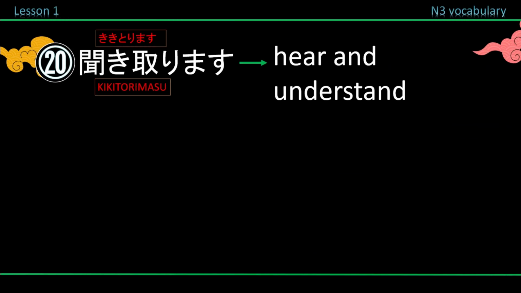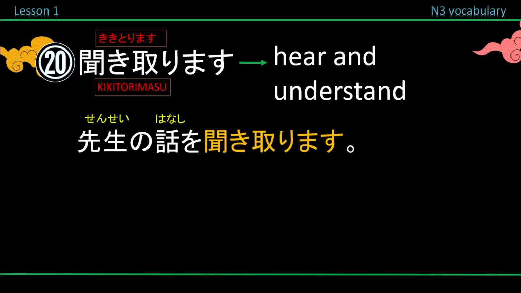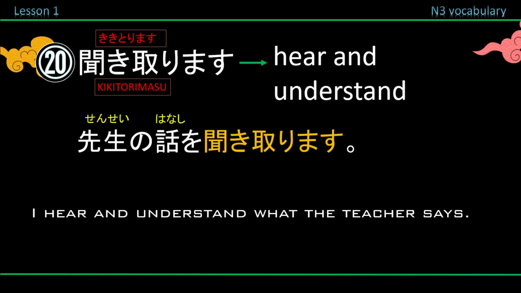Finally, we have 聞き取ります. The verb is a combination of 聞きます, which means to listen, and 取ります, which means to grasp or to understand. So together, it becomes to hear and understand clearly. So here is an example sentence. Sensei no hanashi o 聞き取ります. This means I listen to and understand what the teacher says. This verb is especially important for listening comprehension, so remember it well.